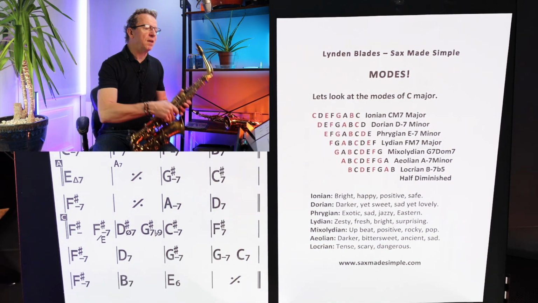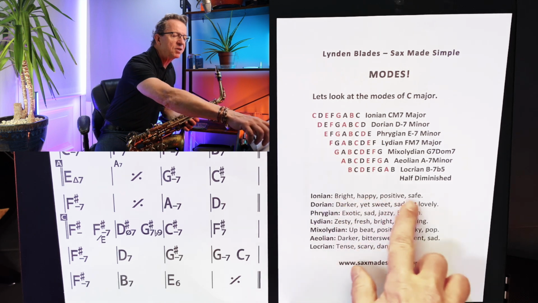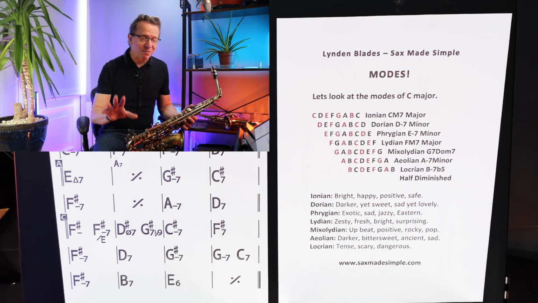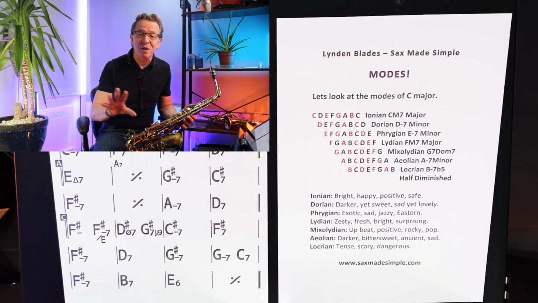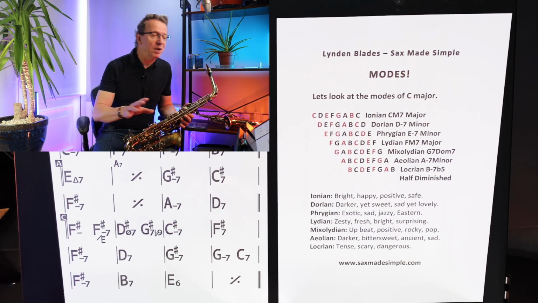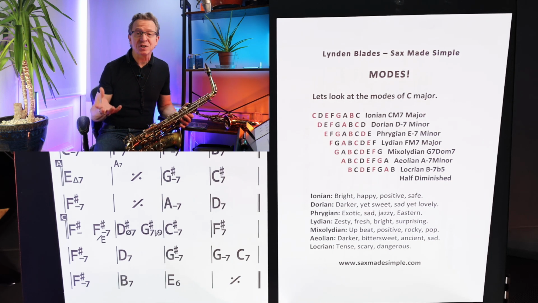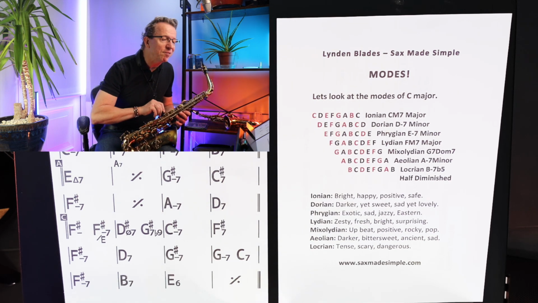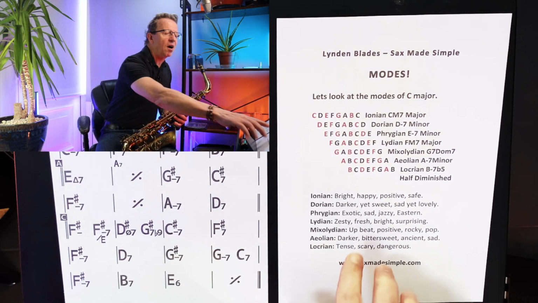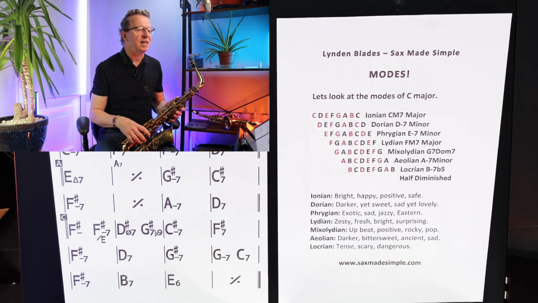And what I've done down here is I've written some subjective descriptions. These are just my way of thinking. You can think about it however you like. You can interpret it however you like. But for me, the Ionian has a bright, happy, positive and safe sound, whereas the Dorian is definitely darker. It's kind of lovely and sweet, but it's sad. There's a sadness in there. And the Phrygian scale, I've put exotic, sad, jazzy and Eastern.